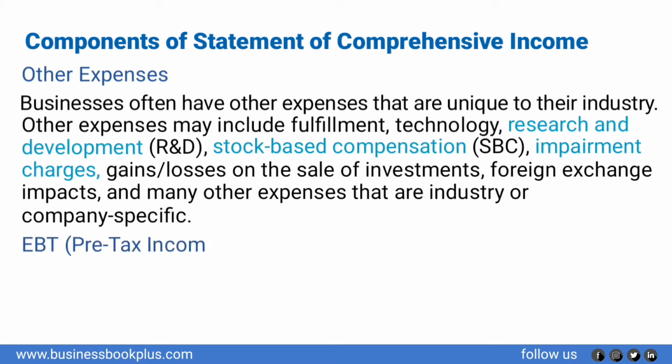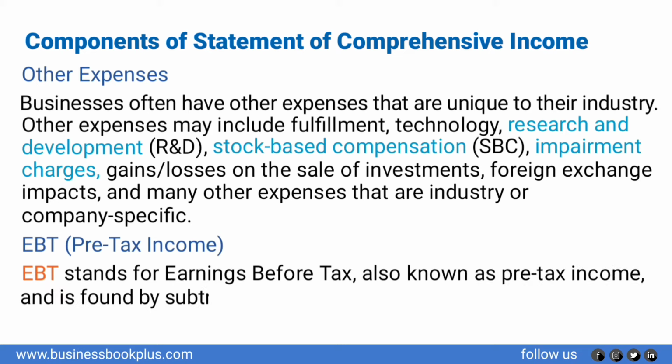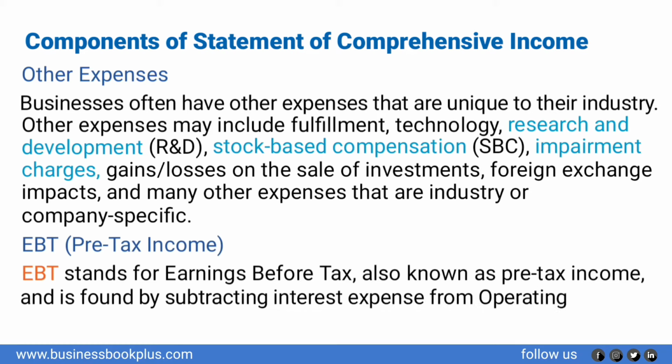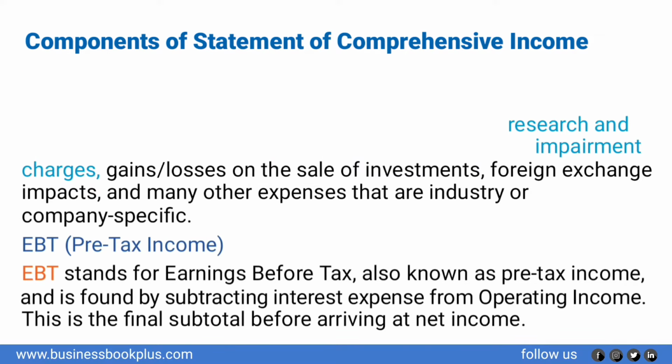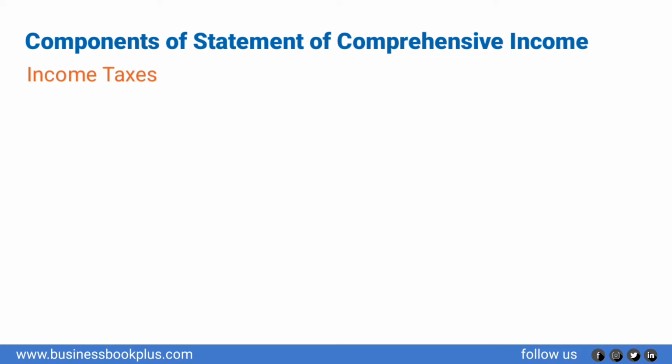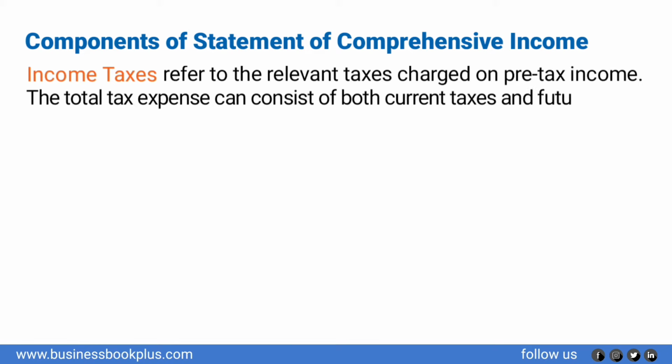EBT, pre-tax income. EBT stands for earnings before tax, also known as pre-tax income, and is found by subtracting interest expense from operating income. This is the final subtotal before arriving at net income. Income taxes refer to the relevant taxes charged on pre-tax income, that is EBT. The total tax expense can consist of both current taxes and future taxes.